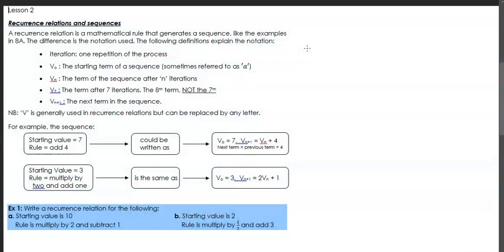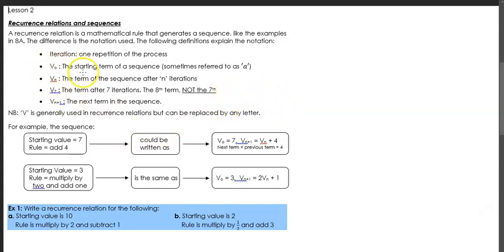The class notes for this can be found on Microsoft Teams and also in Compass. So a recurrence relation is a mathematical rule that generates a sequence, like for example in the previous exercise in AA. The difference, however, is the notation that we use, and the following definitions explain the notation here.